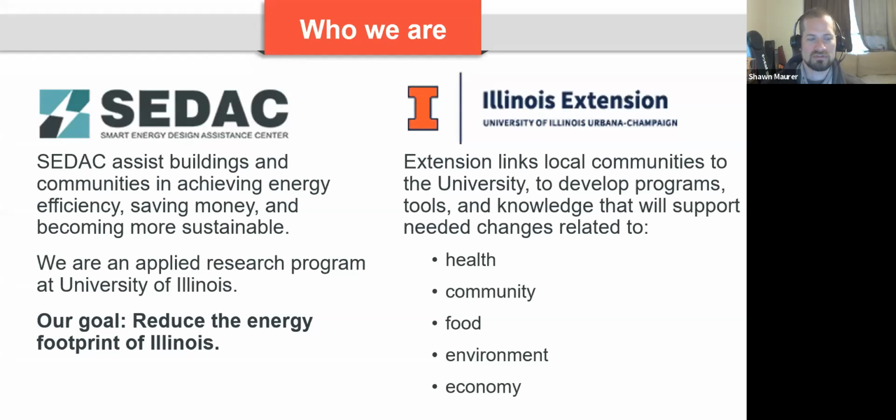Our goal is to reduce the energy footprint of Illinois through energy assessments and other programs targeting sustainability and energy efficiency. The Illinois Extension Office links local communities to the university to develop programs, tools, and knowledge that will support needed changes related to health, community, food, environment, and economy. And we thank them for partnering with us for this presentation.